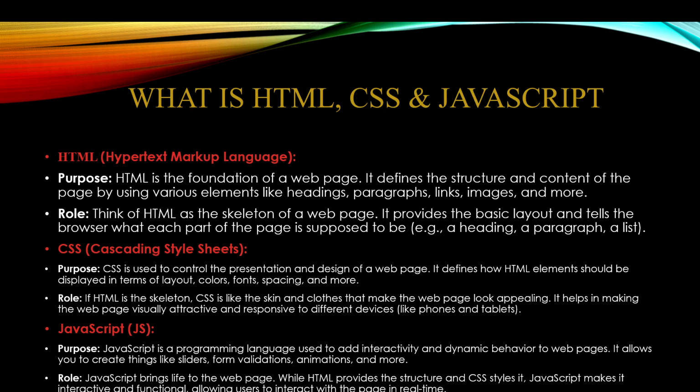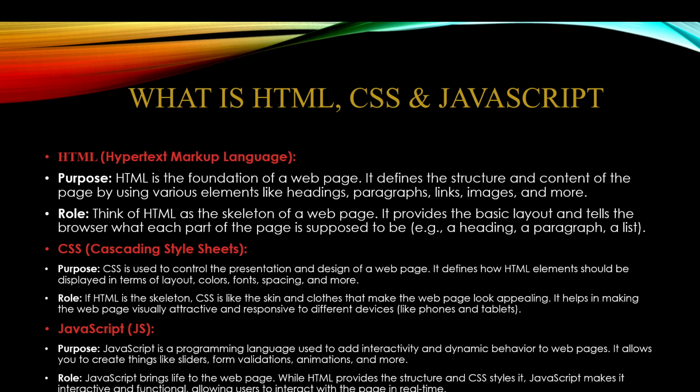CSS, Cascading Style Sheets. Purpose. CSS is used to control the presentation and design of a web page. It defines how HTML elements should be displayed in terms of layout, colors, fonts, spacing, and more. Role. If HTML is the skeleton, CSS is like the skin and clothes that make the web page look appealing. It helps in making the web page visually attractive and responsive to different devices like phones and tablets.